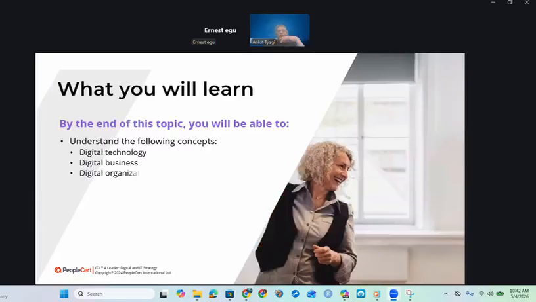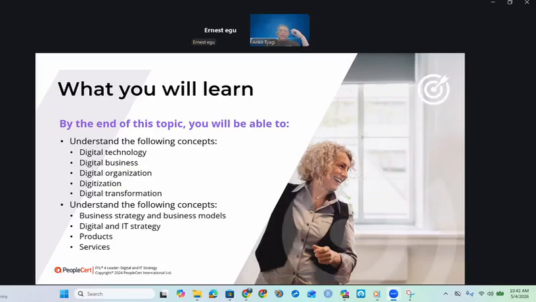Similar are the "what will you learn" aspects here. Understand the following concepts, the different terms: digital technology, digital business, digital organization, digitization, digital transformation, and understand the following concepts of business strategy and business models, digital and IT strategy, products and services.